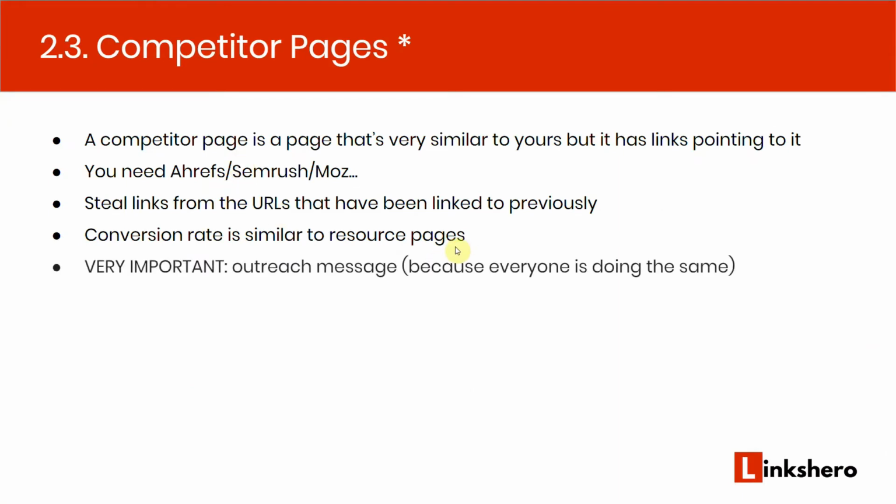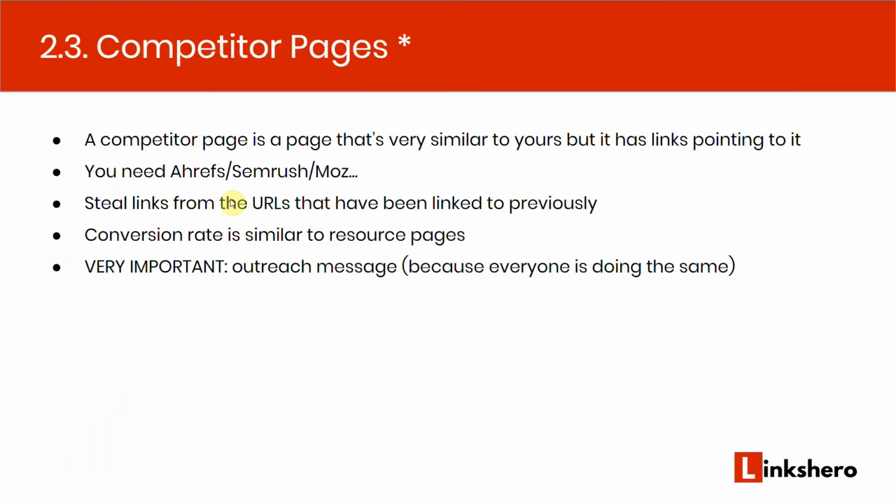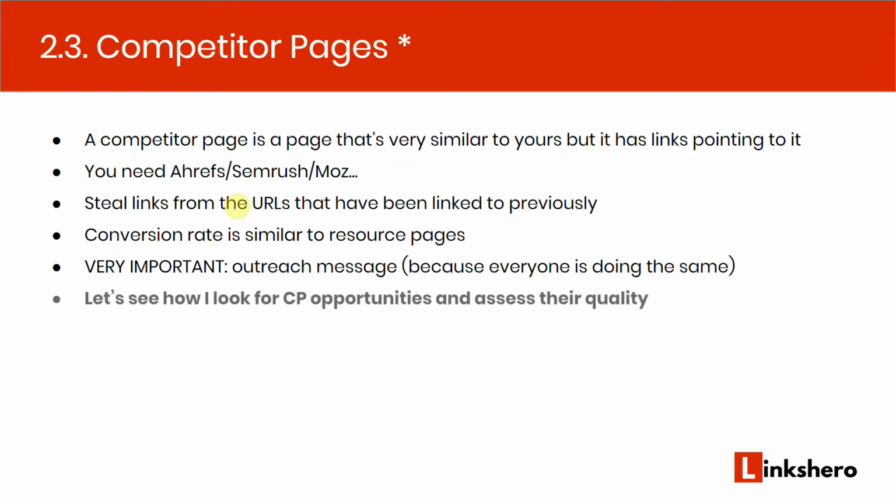And very important, this is what I was talking about. The outreach message, you have to be really kicking ass. If you want a backlink from a HubSpot website, you have to really stand out from competitors. Fortunately, it's not that hard to do. So I'm going to show you the templates that we use and give you some idea of how to write a template. And let's see how to look for CP opportunities, competitor page opportunities, and assess their quality.